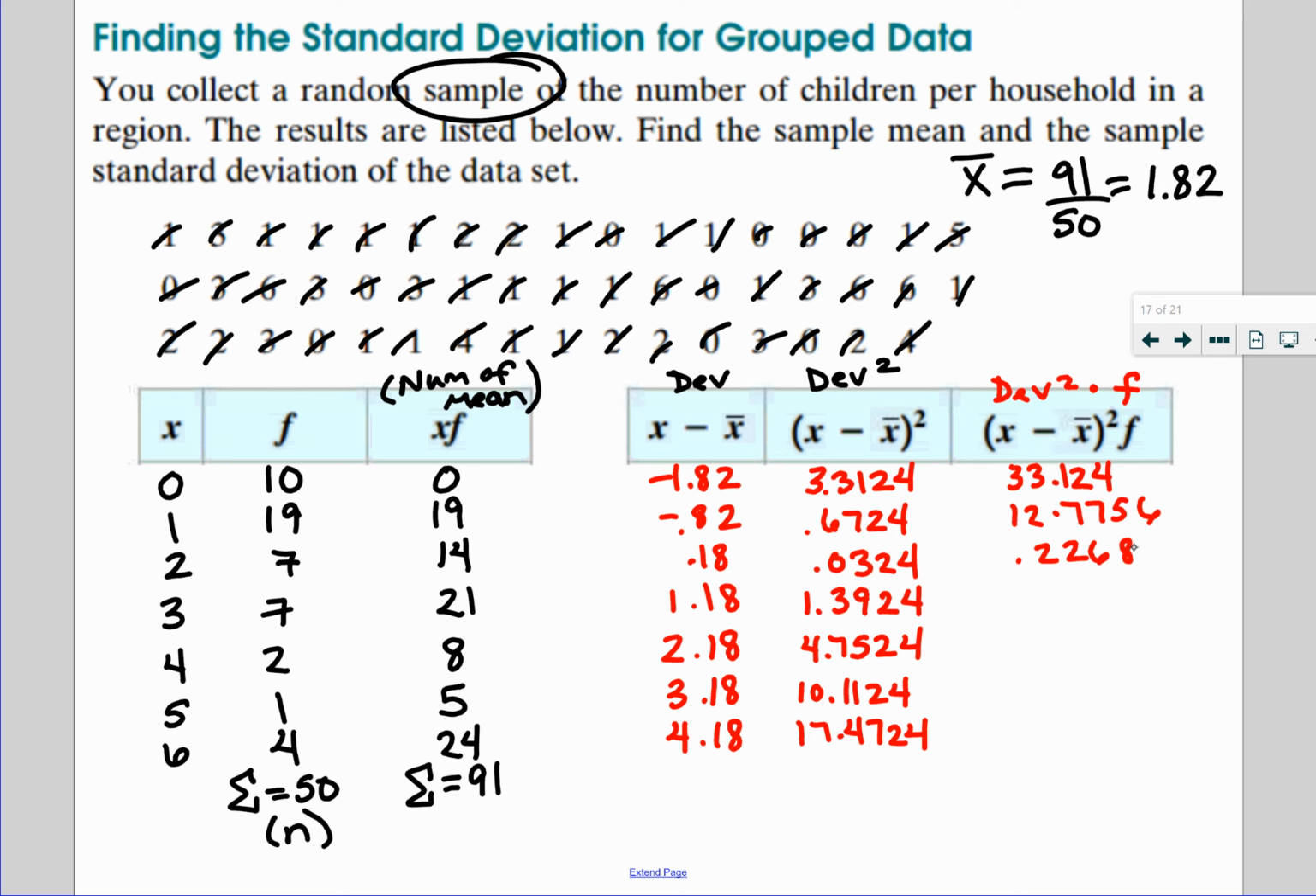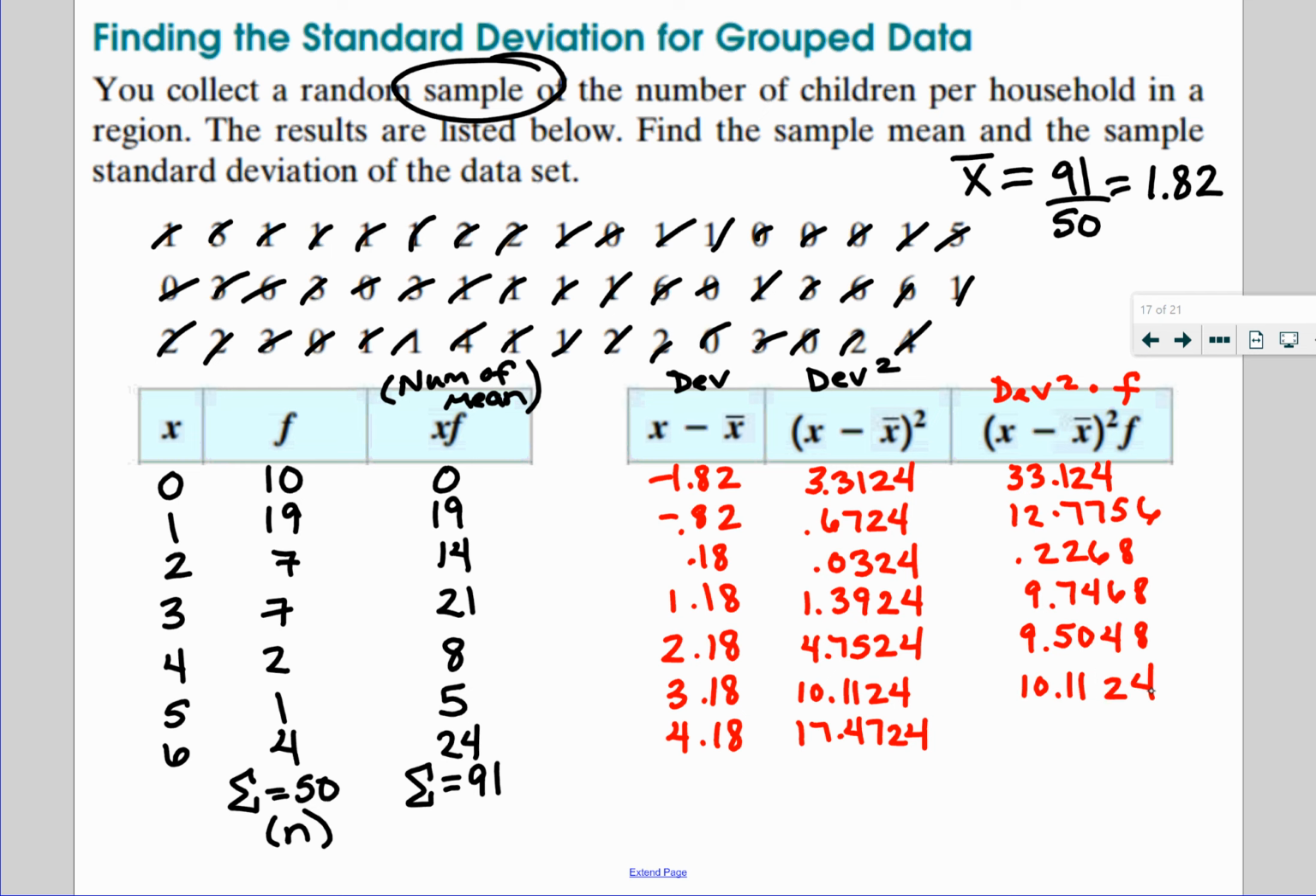1.3924 times 7, 9.7468. 4.7524 times 2, 9.5048. Multiply by 1, it's not going to change for that guy.